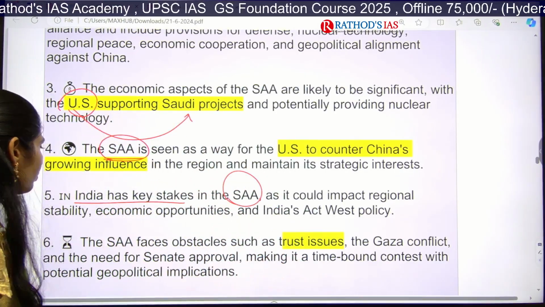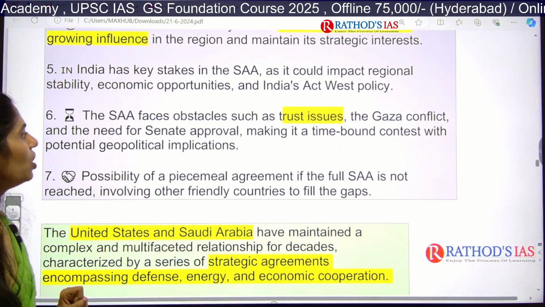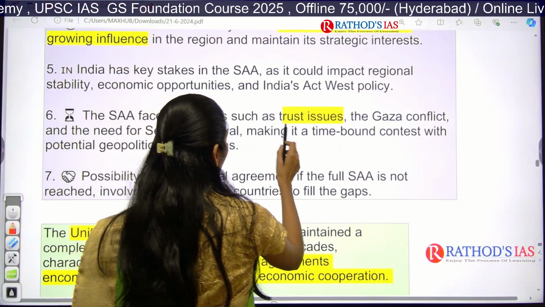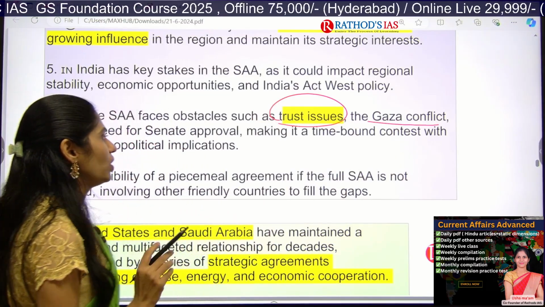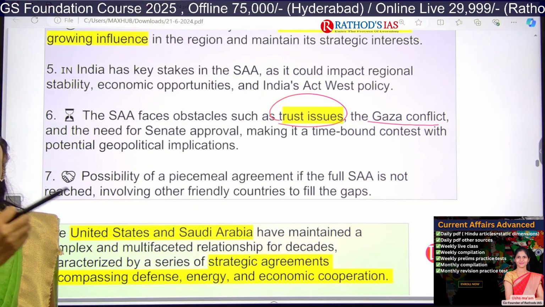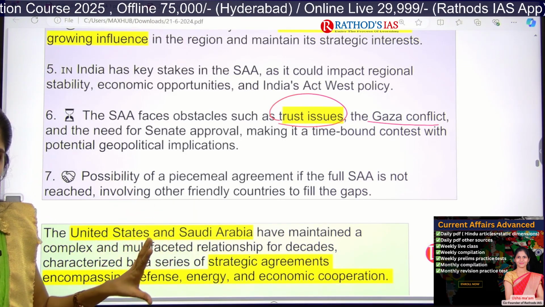Clear? Okay. But there are some obstacles in this agreement. First one is trust issues, and in this West Asian region, the Gaza conflict is going on, right? So these are the 2 issues present in the progress of this agreement. All these are the important points given in this article.